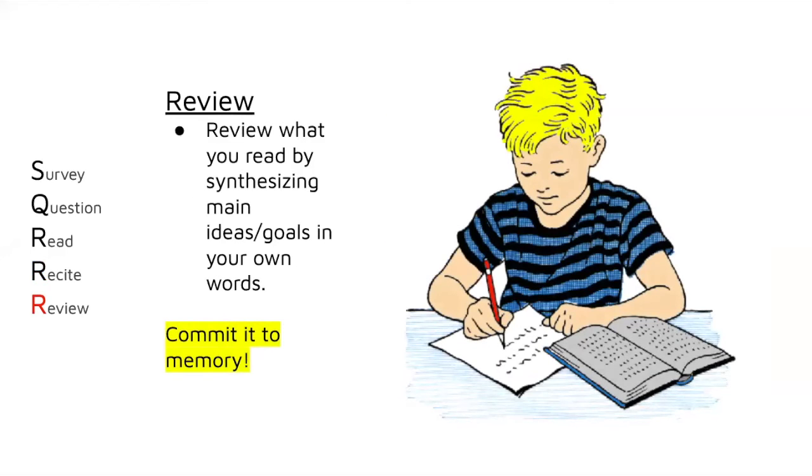Our final R. Review is similar to recite in that you must synthesize information, but this time you must go over all main ideas and goals in the overall material you've read. Condensing the important points helps to commit the information to memory.